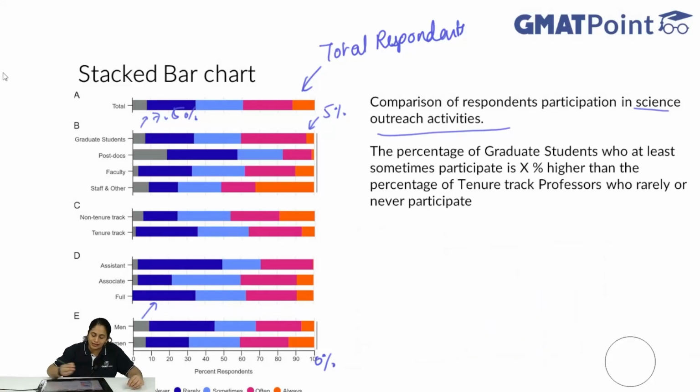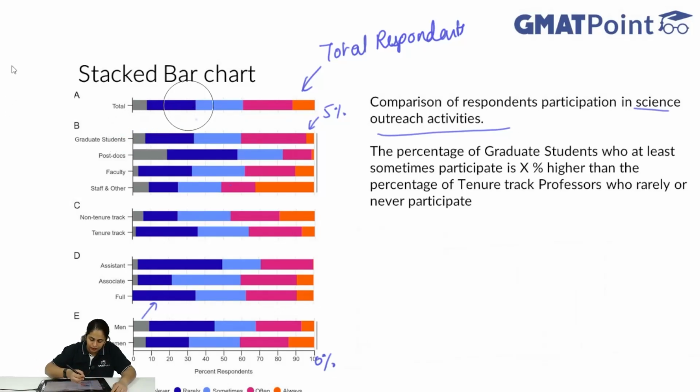So the question that is asked is, the percentage of graduate students who at least sometimes participate is X% higher than the percentage of tenure track professors who rarely or never participate. So consider graduate students, okay? What is the percentage of graduate students who at least sometimes participate?